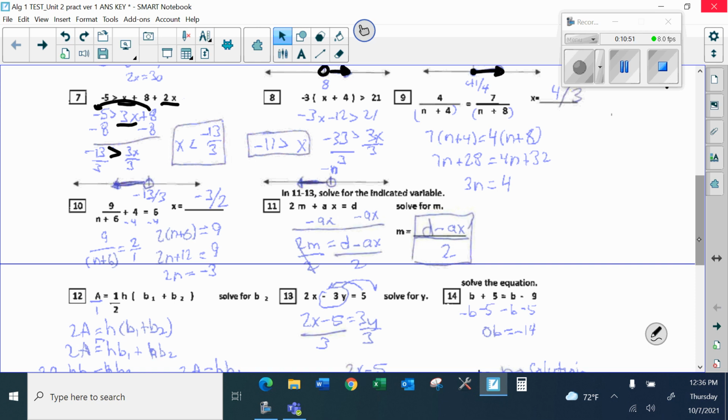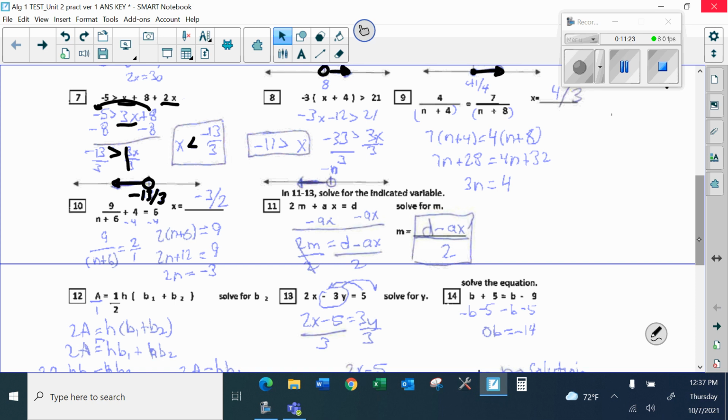Minus 5 minus 8 is minus 13 is greater than 3x, or you can say 3x is less than negative 13. And last step, divide by 3 on both sides. So I get x is less than negative 13 thirds. So I could write it on the other side and say x is less than negative 13 thirds. Remember, the arrow always points to the smaller number. Now I go ahead and graph it. Negative 13 thirds, and it doesn't have an equal sign, so open circle, and less than is to the left.